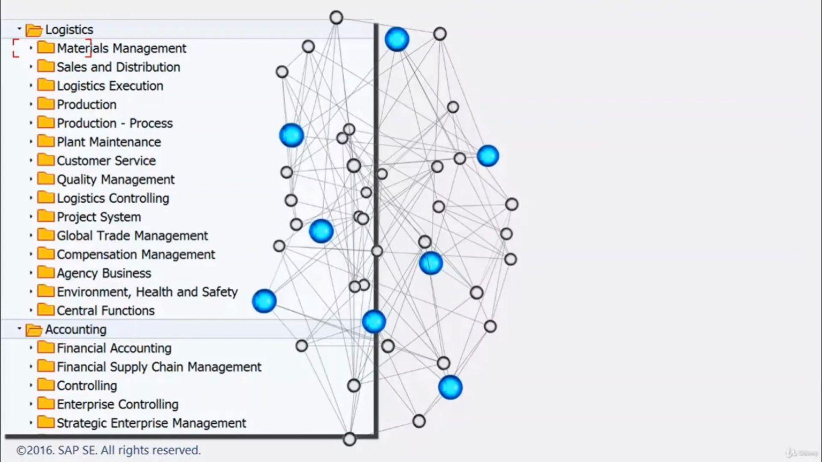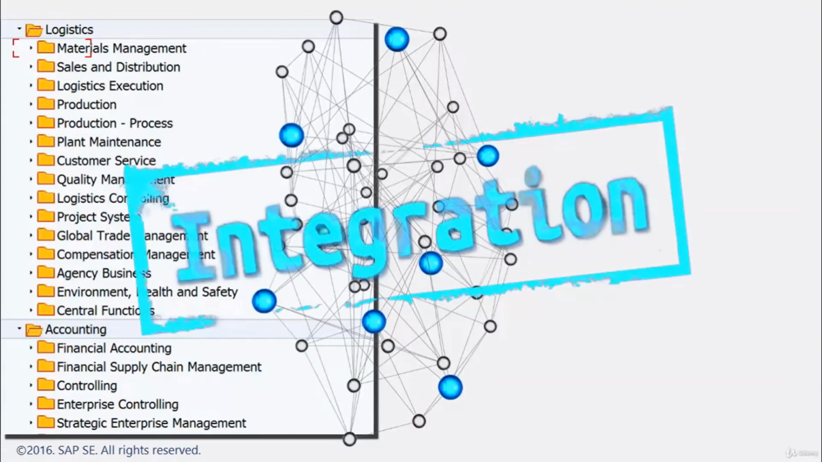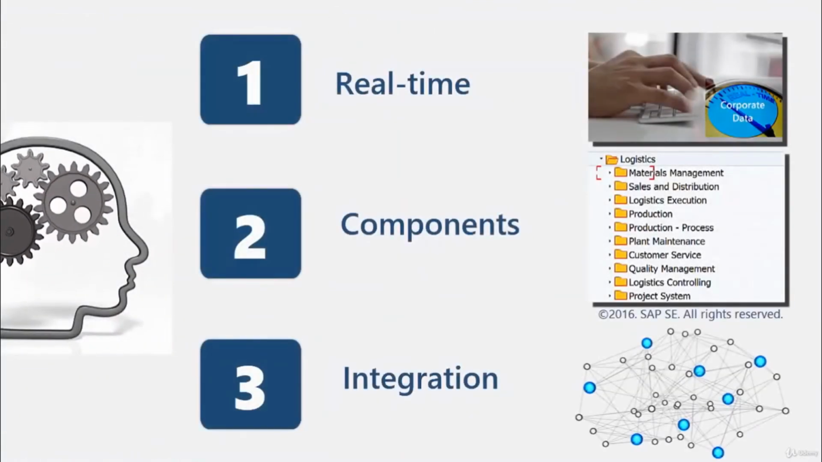Now that you know the third main characteristic of SAP ERP, integration, meaning that all components or modules are tightly interconnected, you're at the end of the video. You've learned the three key features of SAP ERP or any other ERP software. First, data is processed in real time. Remember the Amazon example. Data is immediately available to all users.